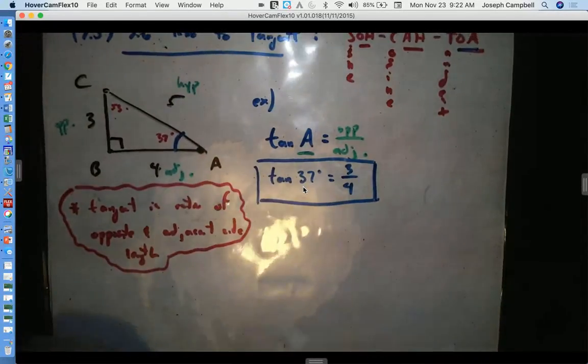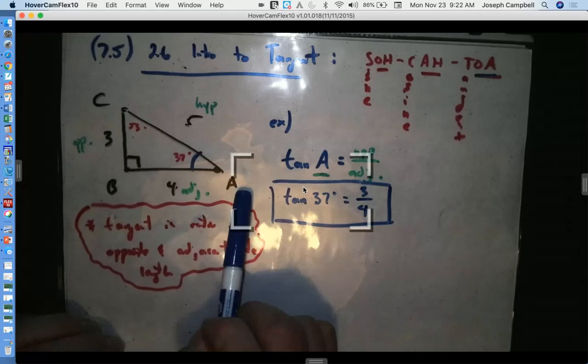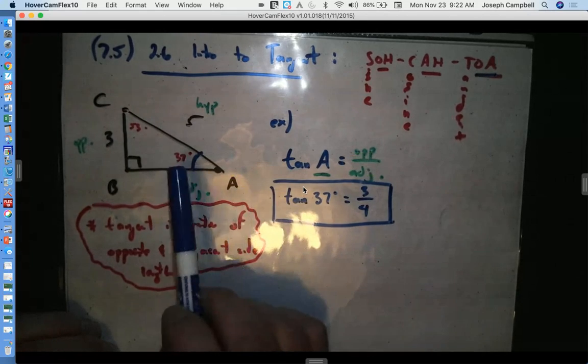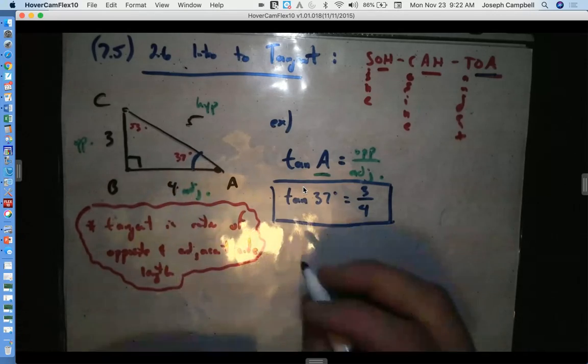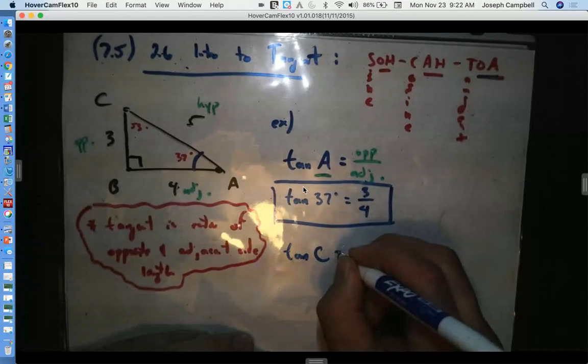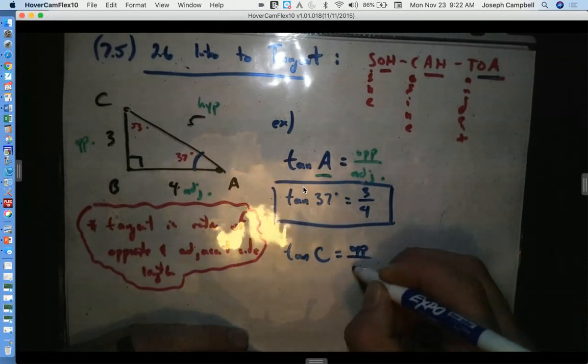Okay, so I have the freedom to choose. I don't have to just have tangent of A. I could choose to look from tangent of C if I choose to. So what would tangent of C be? Of course, tangent of C is still the opposite to the adjacent.